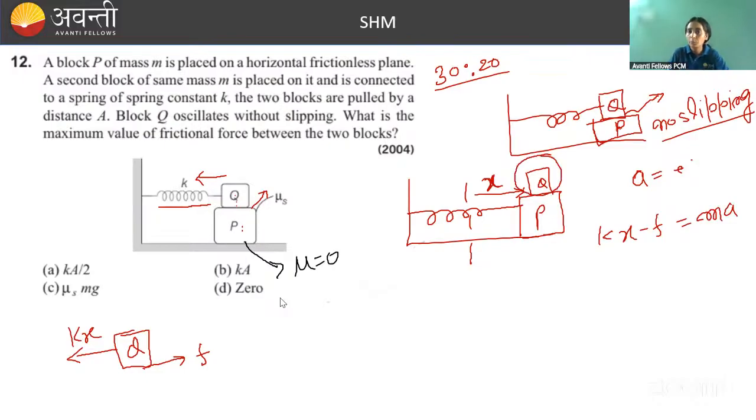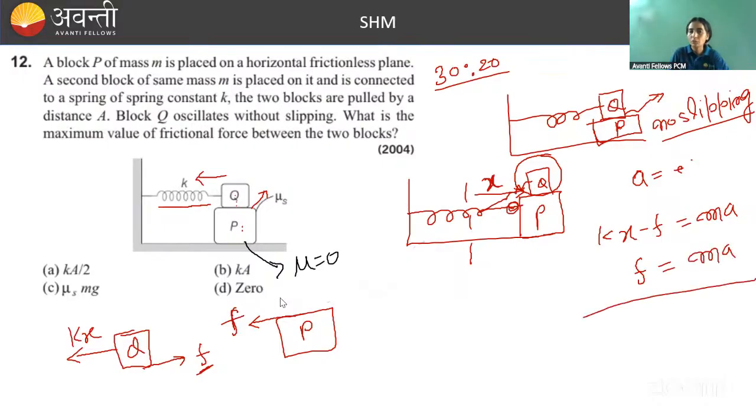Now if you talk about P, there is no relative motion between P and Q, so P is also moving with the same acceleration. Now do one thing, make the FBD of P. P is not directly connected with the spring, so no spring force. Only the reaction of this spring force will come to the surface of P. So there is f, and there is only one horizontal force acting, f, and this should be equal to Ma.